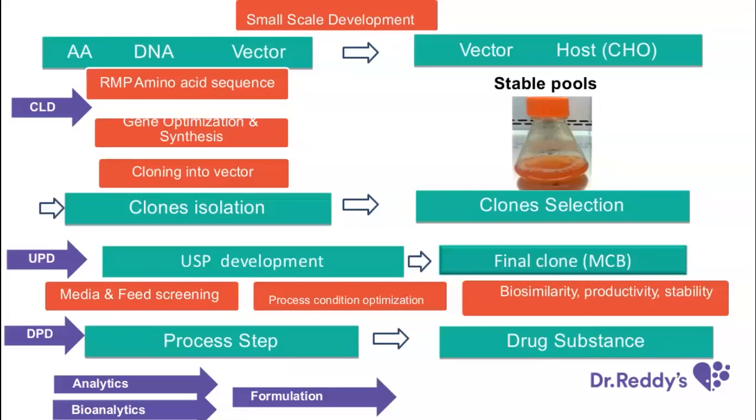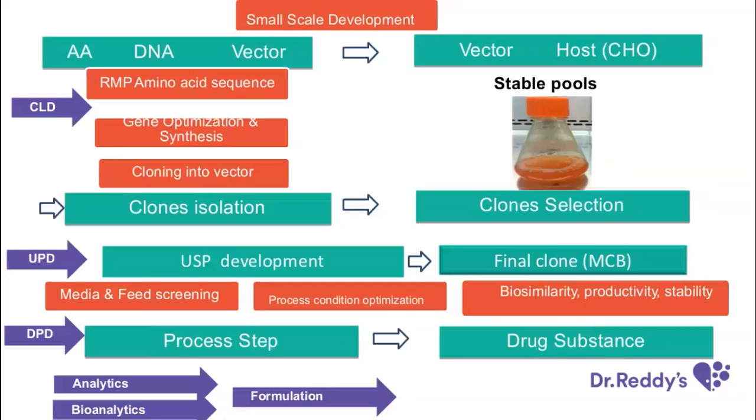Then coming to the manufacturing of biological products, before going to the large scale process, I would like to give an introduction about the R&D part. In R&D we have different functions. The first one is CLD, clinical cell line development. The second is UPD, upstream process development, then downstream process development, followed by analytics, bioanalytics. Finally the formulation comes, and once the formulation is developed in the R&D setup, it goes for preclinical pharmacology and toxicology studies.